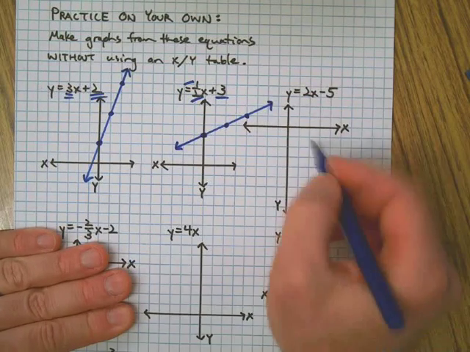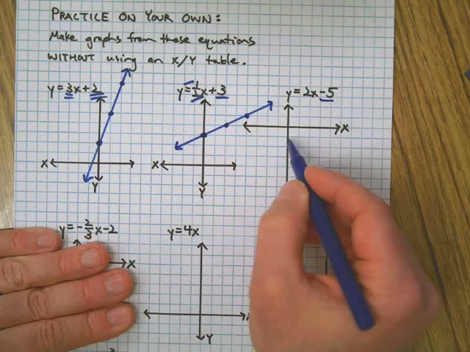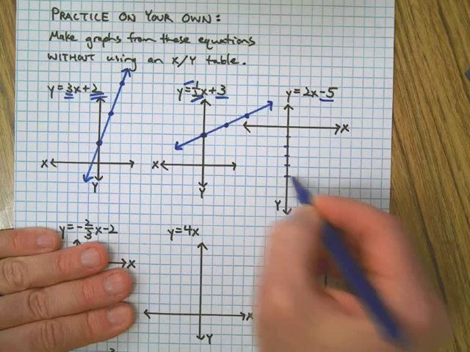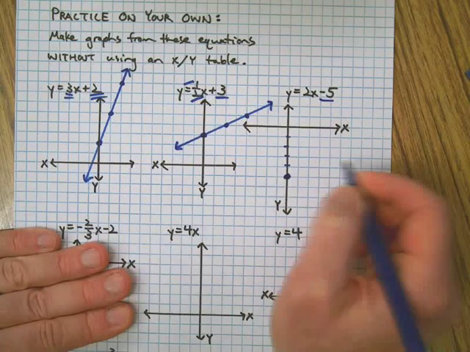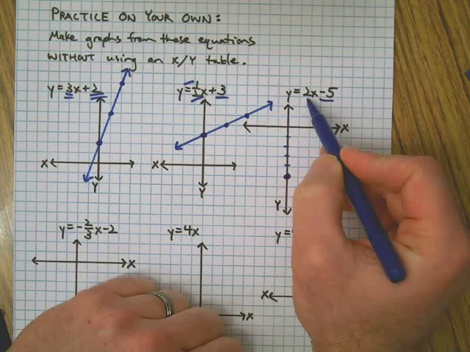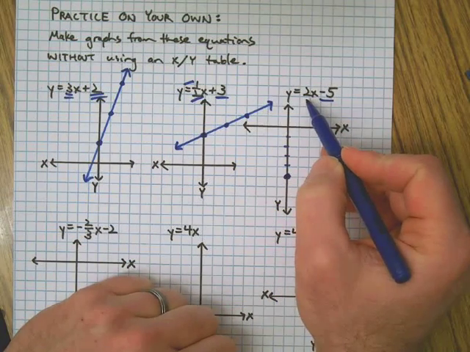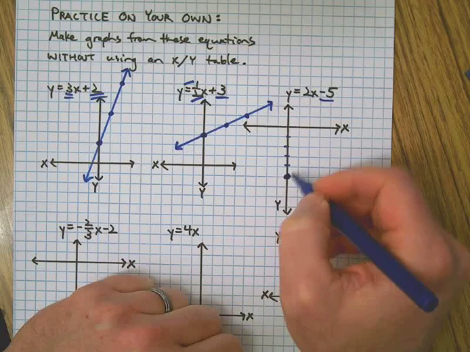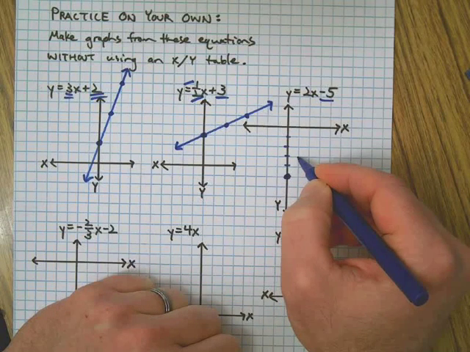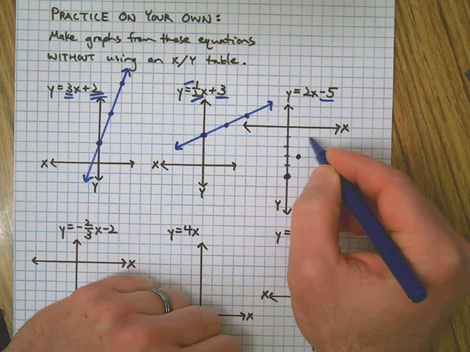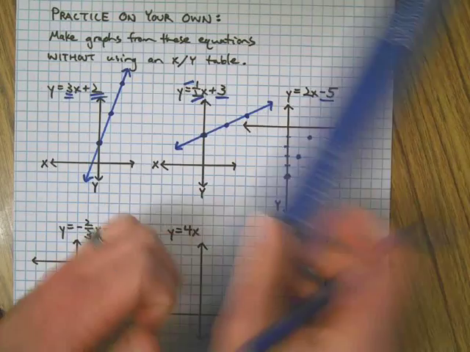Next, negative 5. 1, 2, 3, 4, 5 on the downside of the x-axis. Rate of change is positive. This line's going up, and it's going to be kind of steep. It's going up 2 for every x that goes by. Up 2 for each x that goes by.